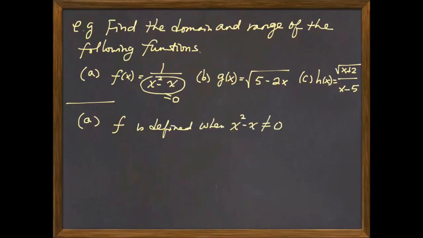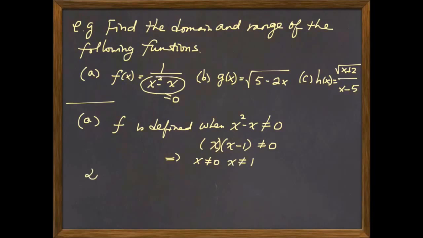Well, that's equivalent to saying that x times (x minus 1) is not equal to 0, after we factor out the common term x. So you actually have a product of two factors. This is not equal to 0 as long as none of the factors is equal to 0. So this means that x is not equal to 0 and x minus 1 is not equal to 0, which means x is not equal to 1.